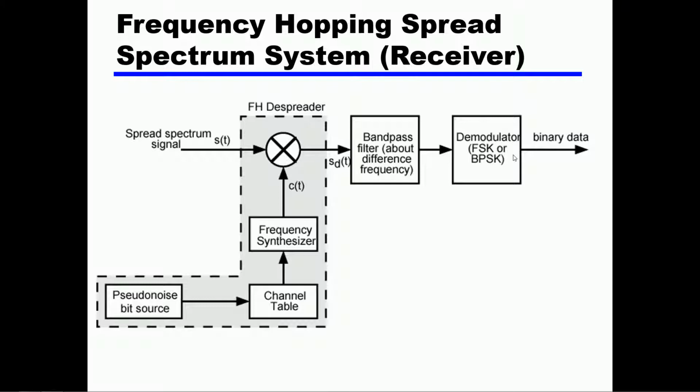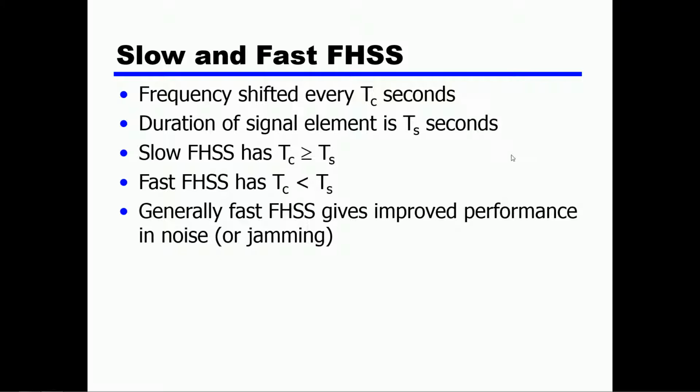So the next thing is, for frequency hopping, can there be different speeds? There can actually be different speeds depending on our frequency hopping needs. Generally, the faster the frequency hopping, the better the performance in noise or jamming. Meaning, it's a lot harder to introduce noise or jamming for faster frequency hopping spectrums. The slower, the easier. That way you can target specific frequencies at a more steady pace.